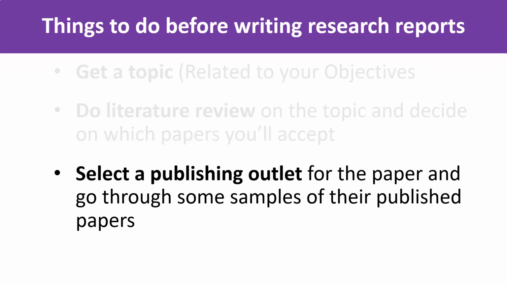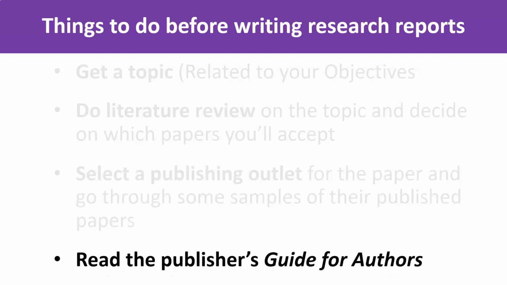Now, you need to select a publishing outlet for the paper and go through some samples of their published papers. So you need to find, okay, which journal will I want to put my paper in? When you have made up your mind on the journal, get some of the volumes or issues of the journal, check through the papers they have published before, and just see some examples. That will give you an idea about their style, the structure of the papers, and so on and so forth. And all those information will be useful for you.